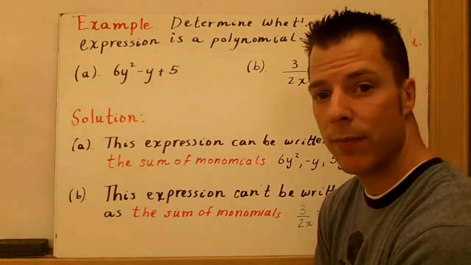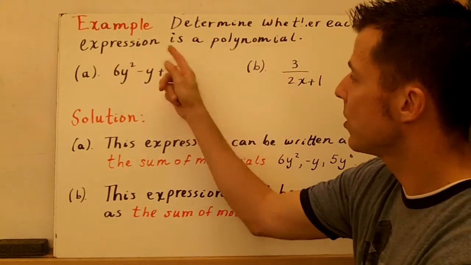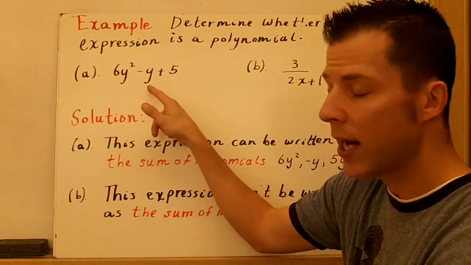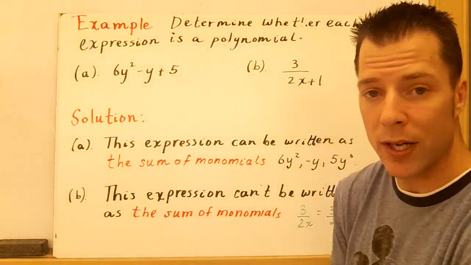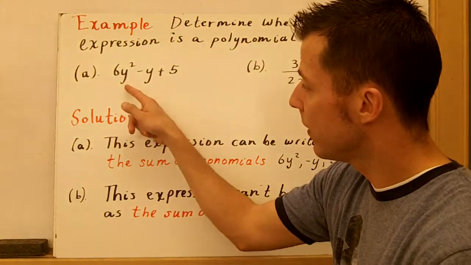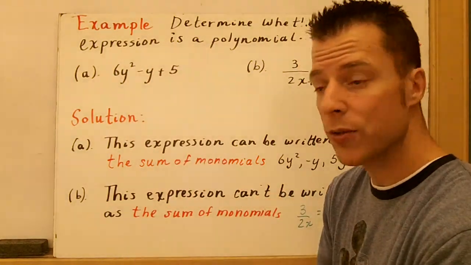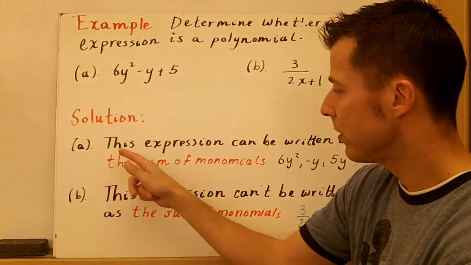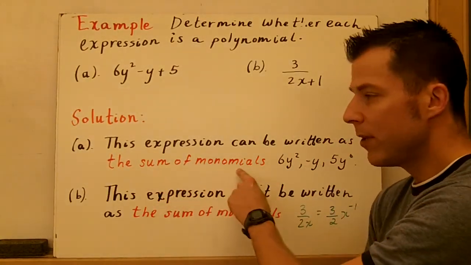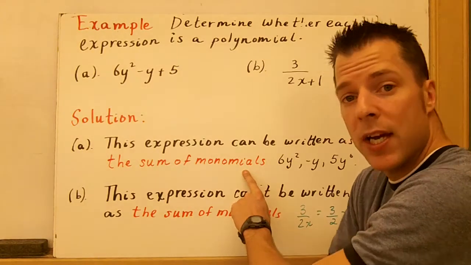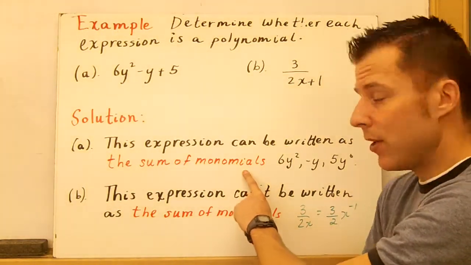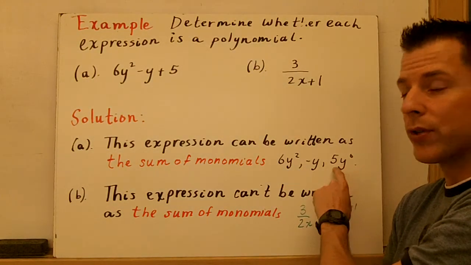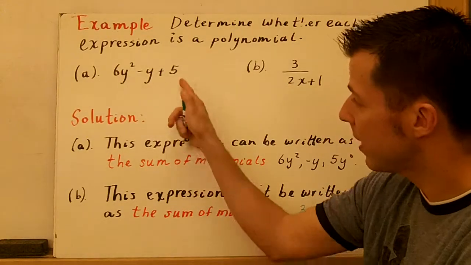Now, in this example, I'm just giving you a couple of parts here. Determine whether each expression is a polynomial. So I've given you an A and a B here. In part A, 6y squared minus y plus 5. Is that a polynomial? Well, if you look, you see the variables are all raised to non-negative integer powers, so that's good. So in part A, this is actually a polynomial because it can be written as a sum of monomials. Remember, that's what a polynomial is, the sum or the difference of monomials. So 6y squared, minus y, and 5y to the 0. Those are all monomials, and they're being added or subtracted. So we're good there. That is a polynomial.